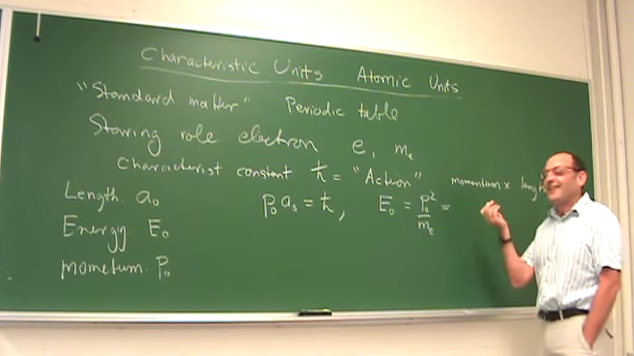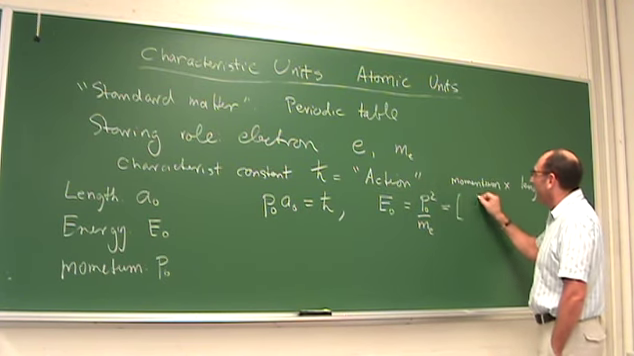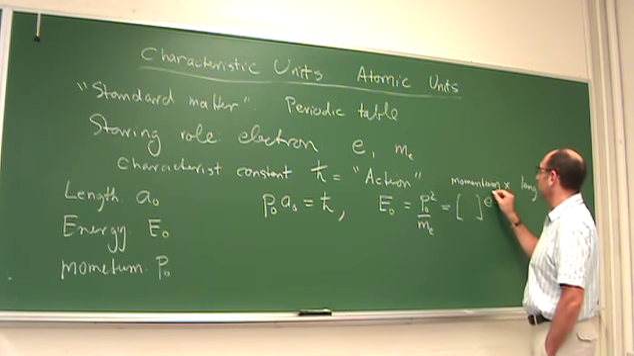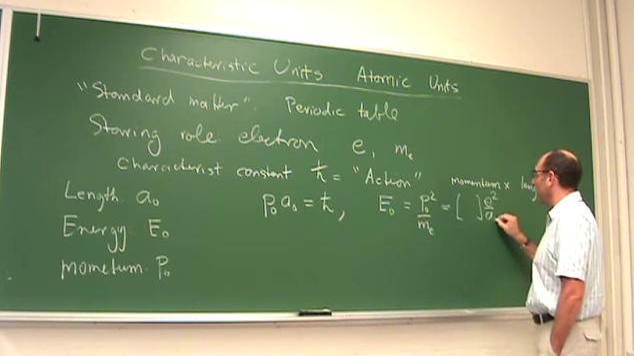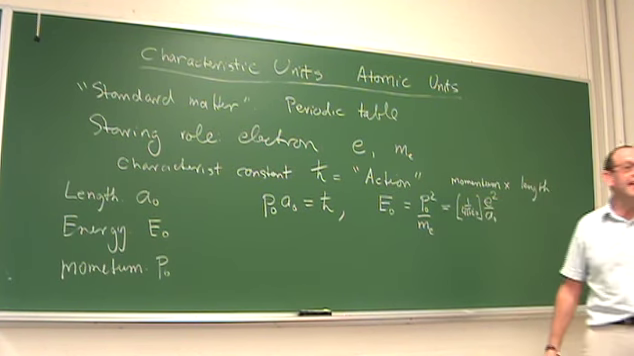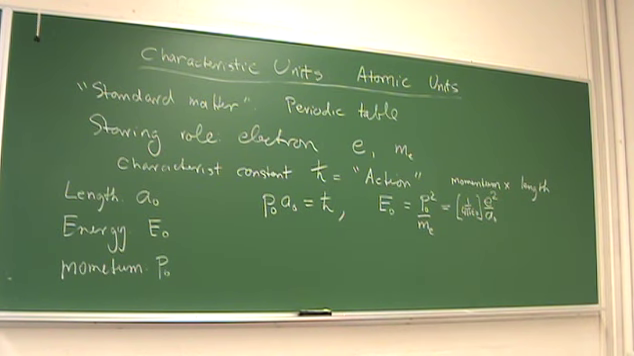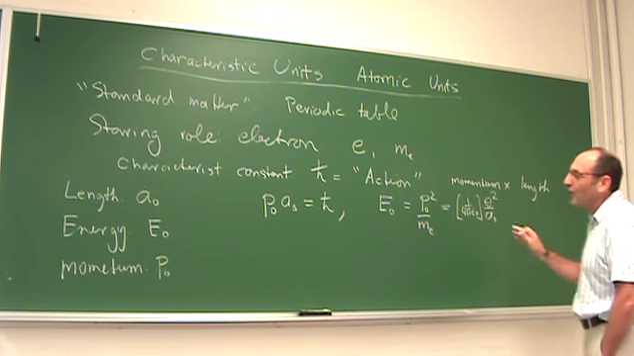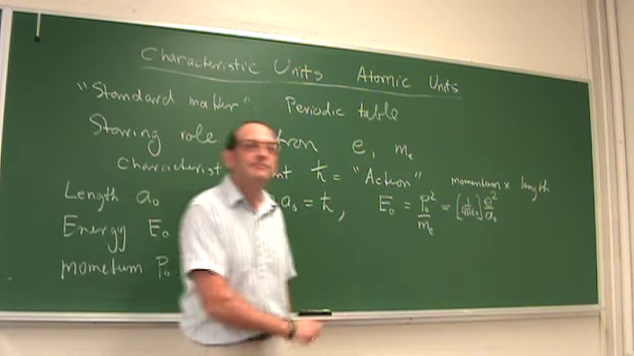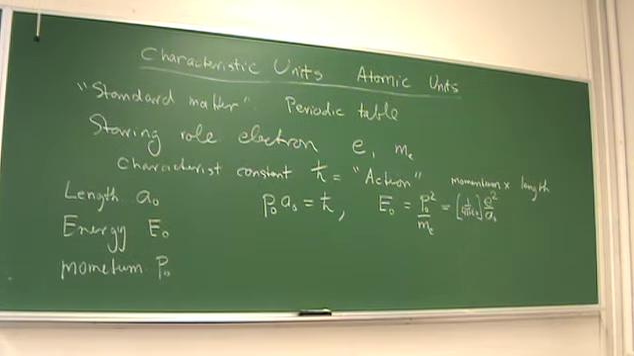But Coulomb energy is charge squared over length. Now, if you are so perverse, you can put a 1 over 4 pi epsilon naught in there. But if you want to translate, always write epsilon naught as 1 over 4 pi. All right?